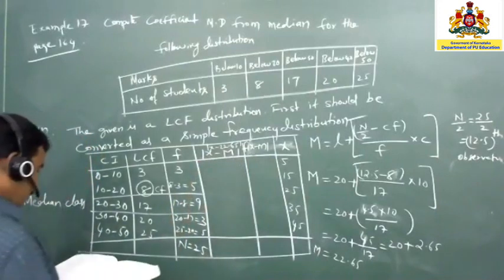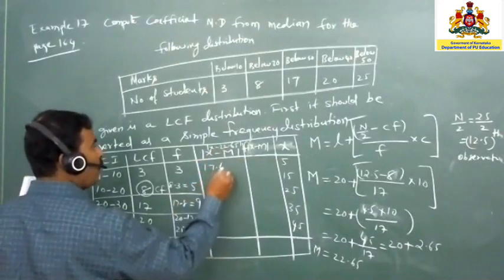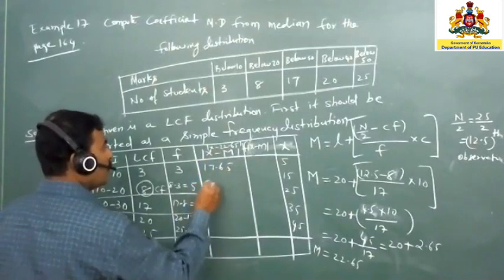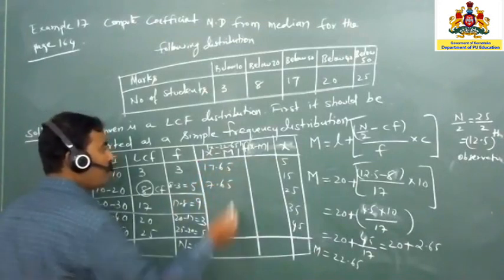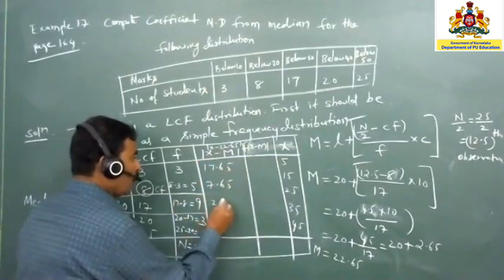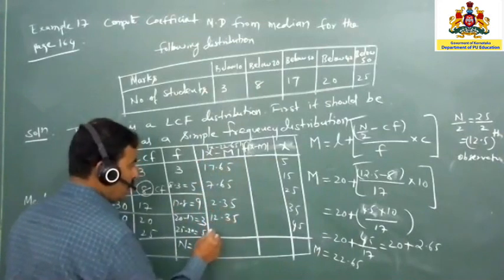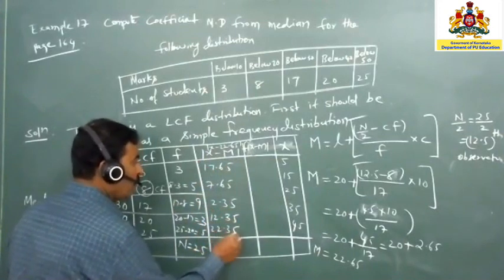So x minus m: 5 minus 22.65 is 17.65, then 17.65, then 7.65, then 2.35, then 12.35, then 22.35.